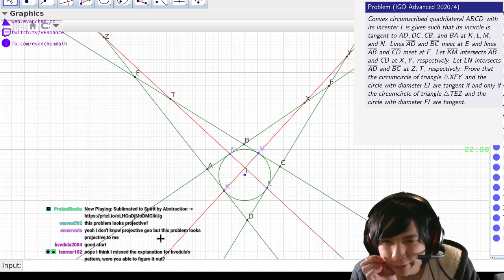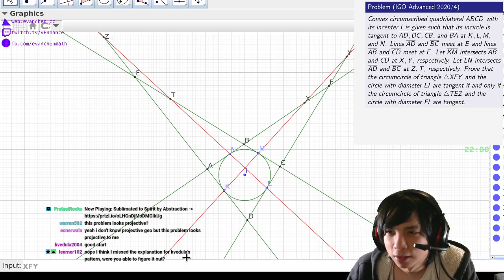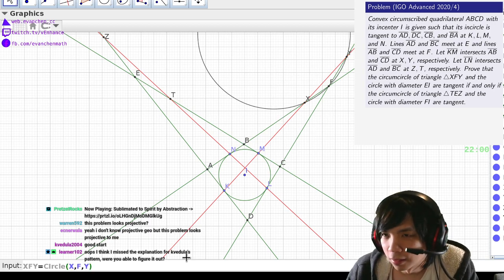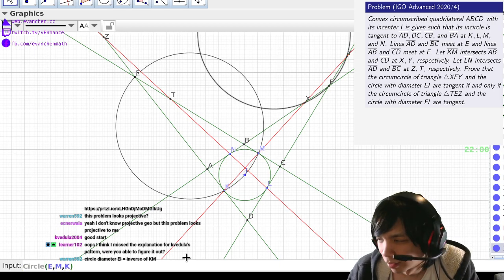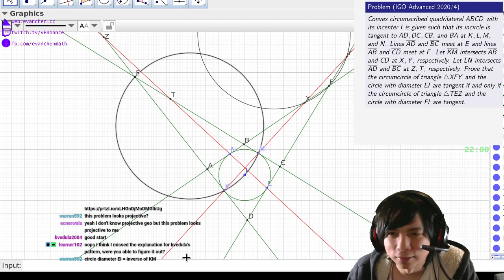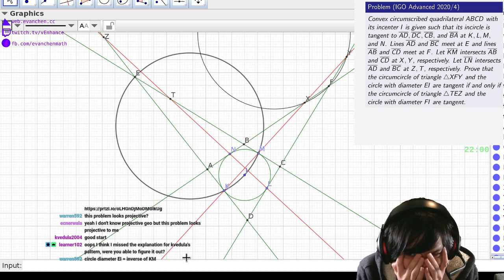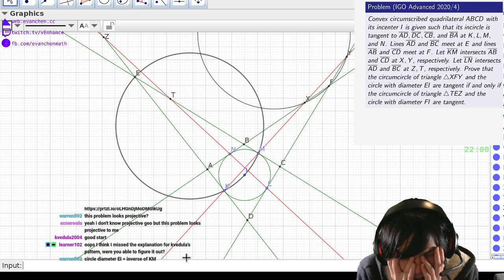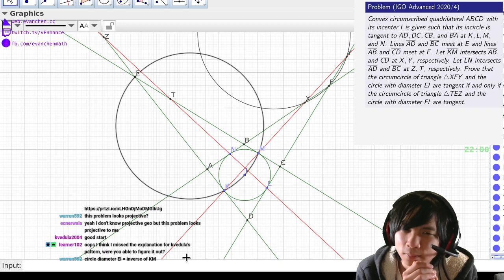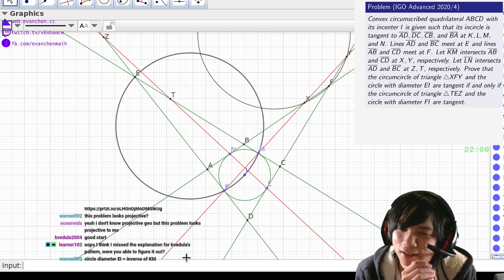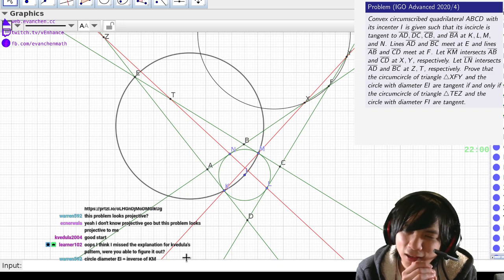Okay, so prove that the circumcircle of XFY is tangent to the circle with diameter EI if and only if TES is... Oh, jeez. I don't want to do this problem anymore. I can't believe this.